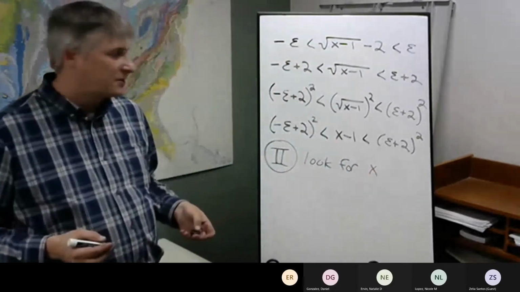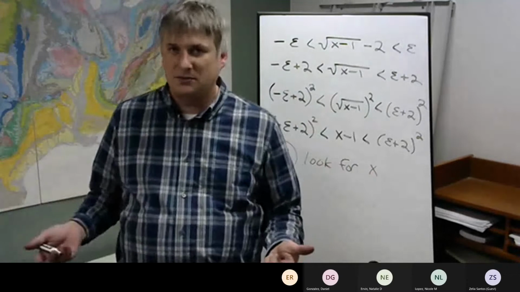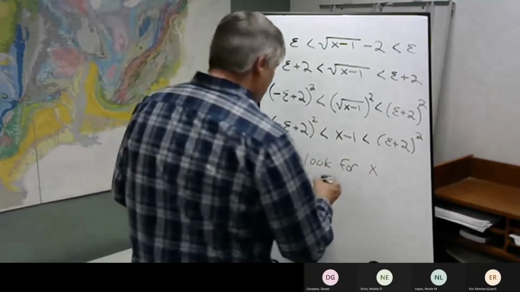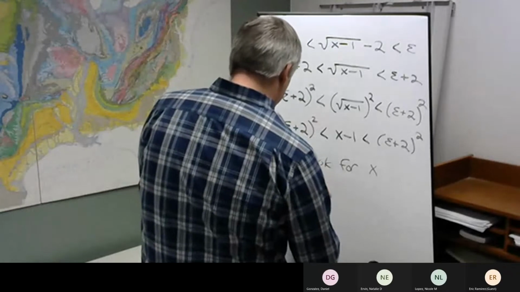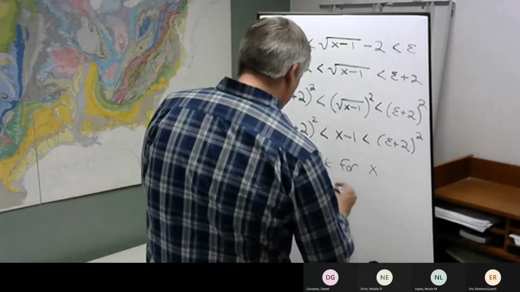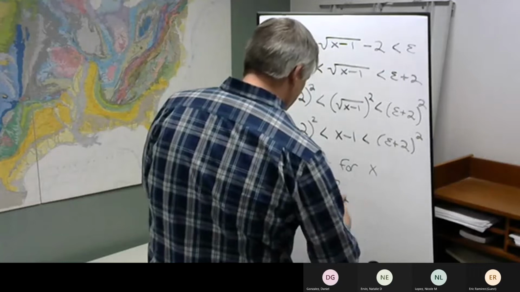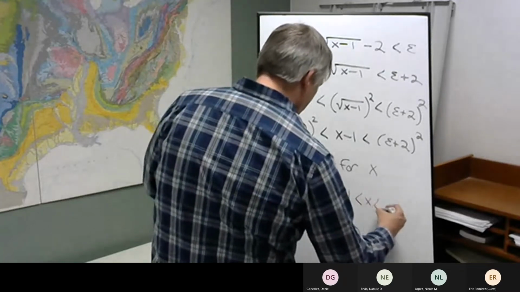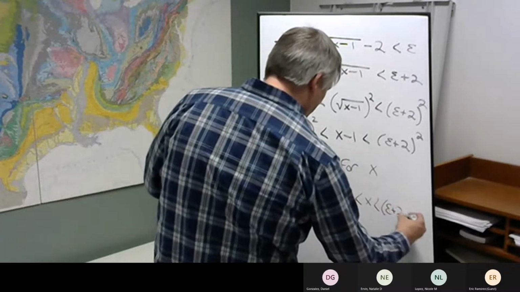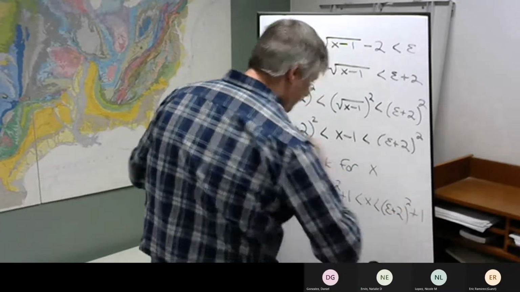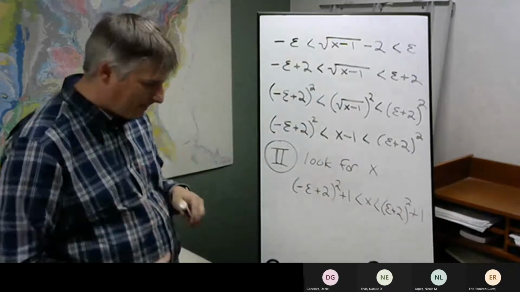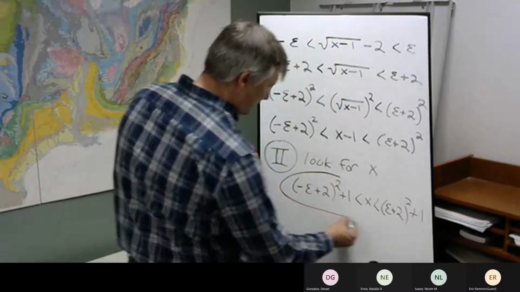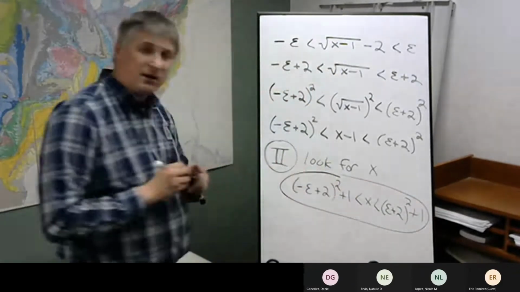So we're going to switch gears. Instead of looking for x minus c, we're going to just look for x. So this is another way of doing this. So what we're going to get is negative epsilon plus 2 squared. We'll add 1 to both sides. Epsilon plus 2 squared plus 1. And so this here, we're going to hang on to this for a second.